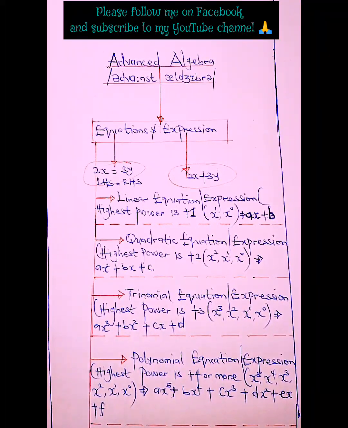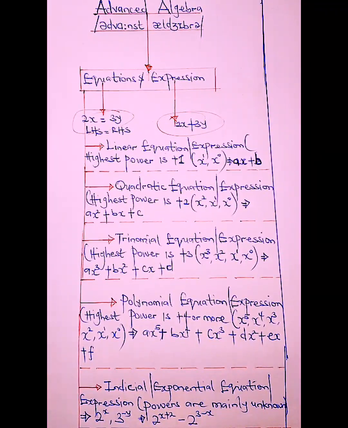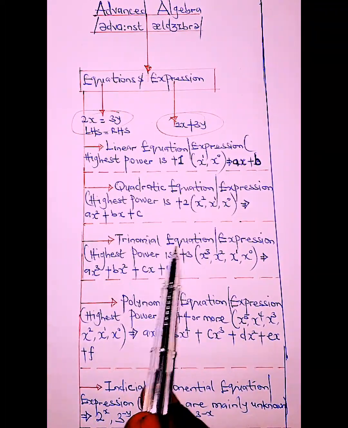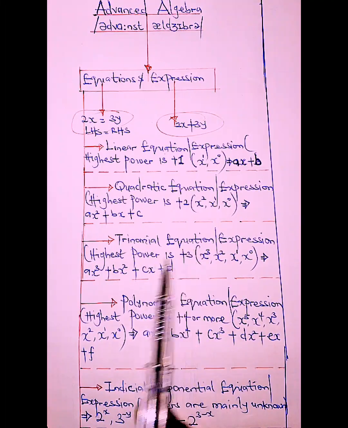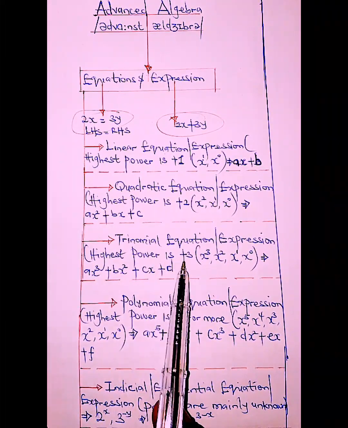The next we're going to be looking at is what we call the trinomial equation or trinomial expression. For trinomial equation or expression, the highest power is plus 3.